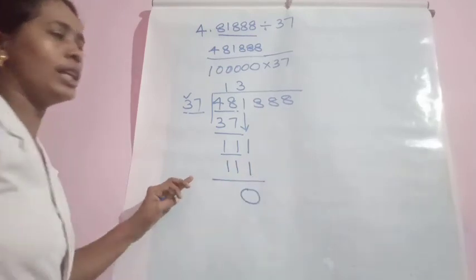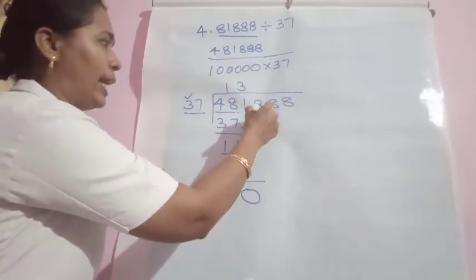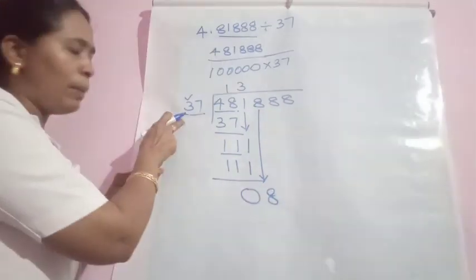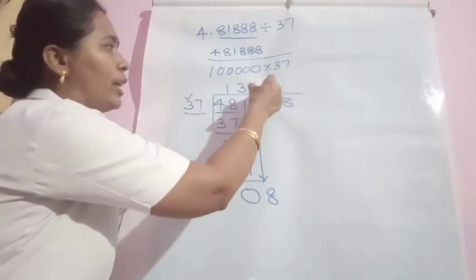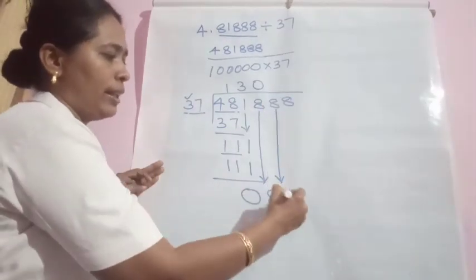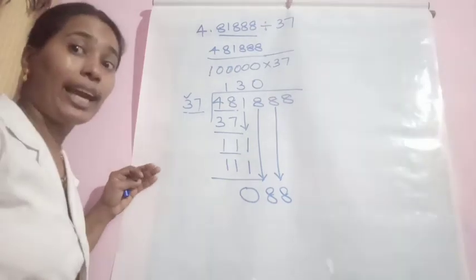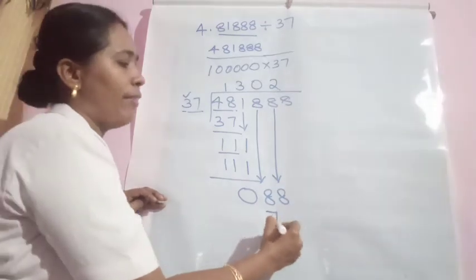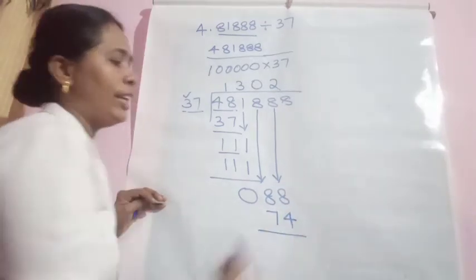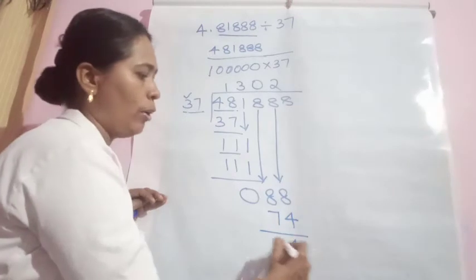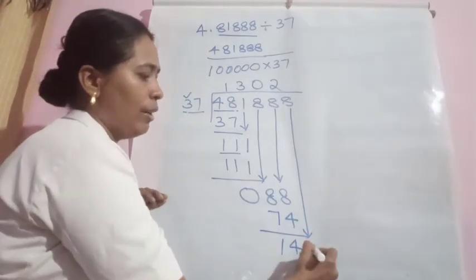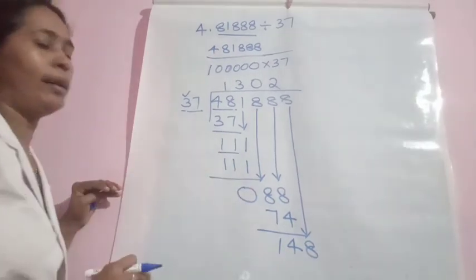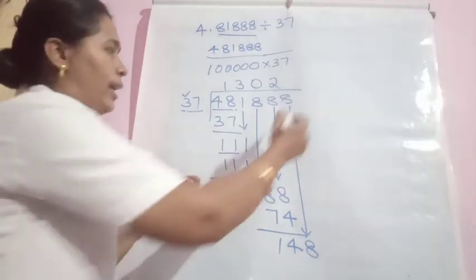So we got 0. Then we have to bring down 8. See, 0, 8 means 8 itself. Is 8 divisible by 37? No. So write 0 on the top and bring down the next 8. 88 divisible, how many times? 2 times only. 2 times means how much? 74. Subtract, 14. And one more 8 for us. 148. Then in 14, how many 3s are there? 4 times only possible. That's why 4.